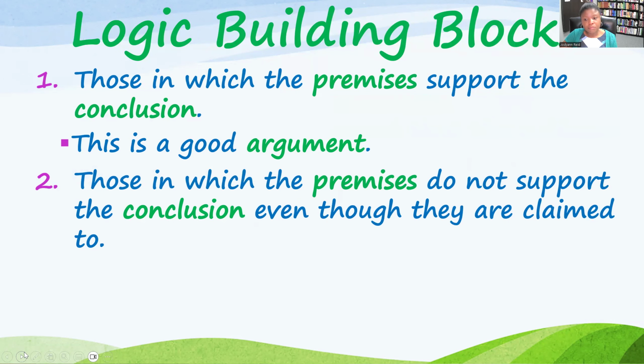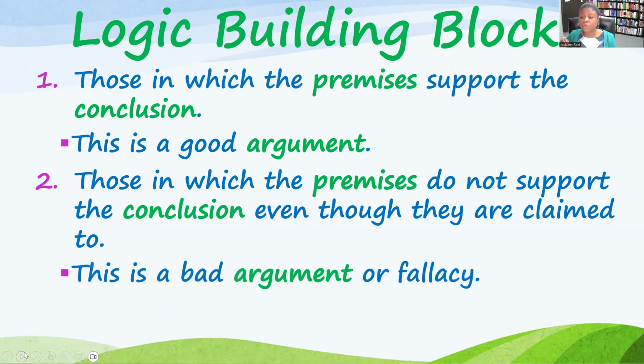And those in which the premises do not support the conclusion, even though they claim to. So the premises do not support the conclusion, even though it's claiming to. That is a bad argument, otherwise known as a fallacy. All right, perfect.